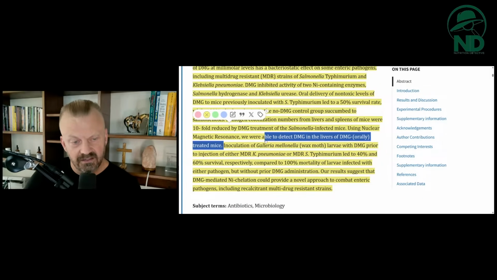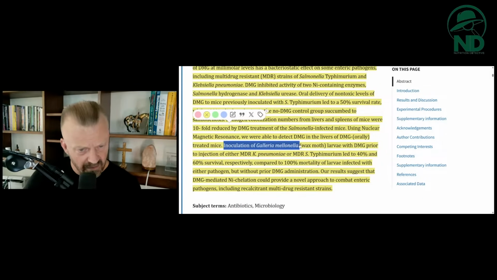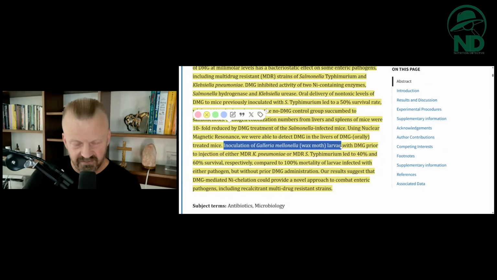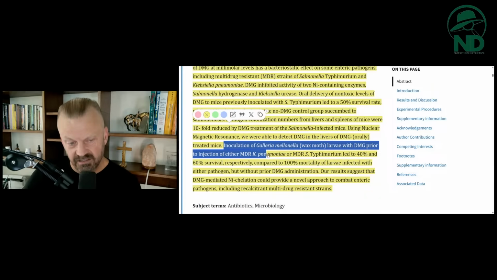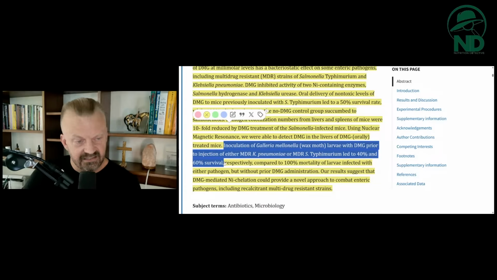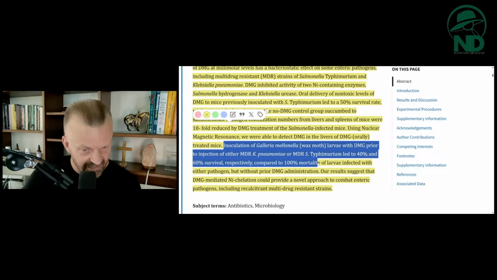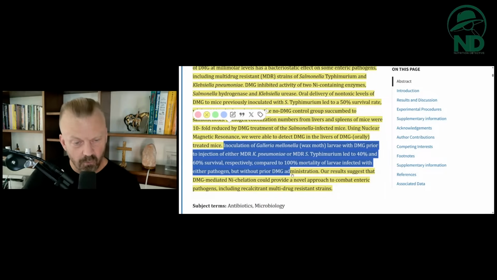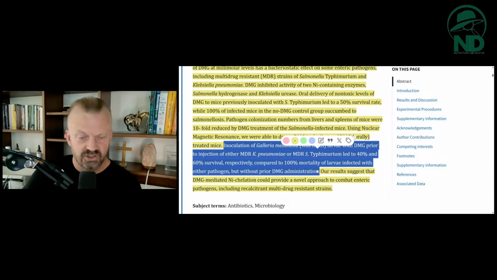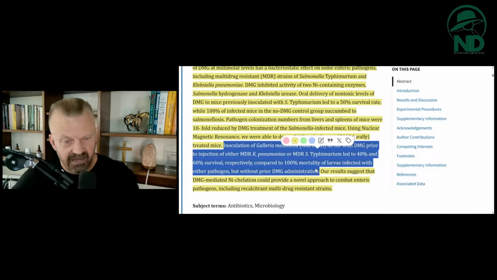Another one, inoculation of Galleria mellonella wax moth larvae. So that's what they infected with DMG prior to injection of either multi-drug resistant Klebsiella pneumoniae or multi-drug resistant Salmonella typhimurium led to 40% and 60% survival, respectively, compared to 100% mortality or death of the larvae infected with either pathogen, but without prior DMG administration. Again, DMG saved basically half of their lives.